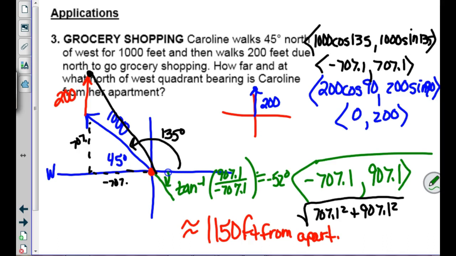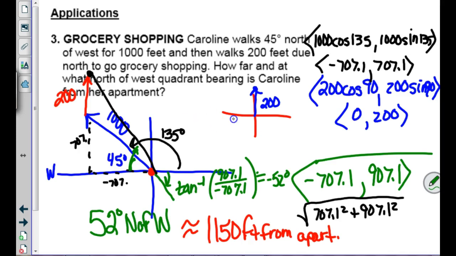Instead of negative 52, well, you actually can, because I would add 180 to put it over here, but they want this angle anyway, off of west. Is that not the same because of vertical angles right there? So she's 52 degrees north of west.